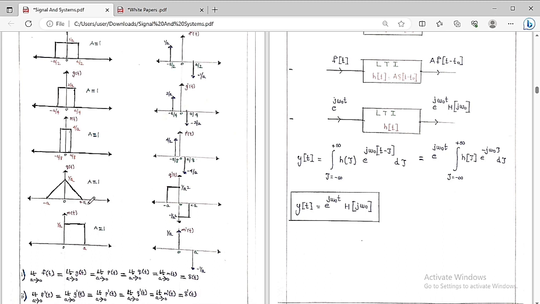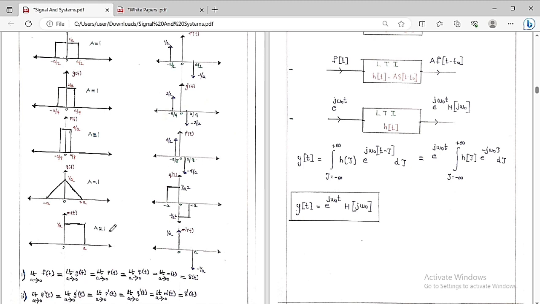From 0 to plus a, this is also a straight line. What is the slope? It is decreasing, so the slope will be negative. This is 1 by a and this is a, so the slope is minus 1 by a square from 0 to a. Increasing means positive slope, decreasing means negative slope. Simple thing.